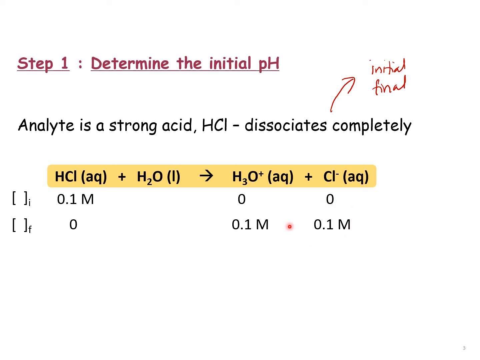0.1. So to determine the pH, which equation will we use? Since we only have a normal acid, for pH we use the equation negative log H3O+, or negative log H+, the same. So we get the initial pH as 1.0. So this is the first piece of information, done. Let's look at the next one.